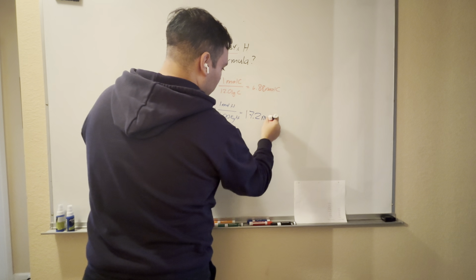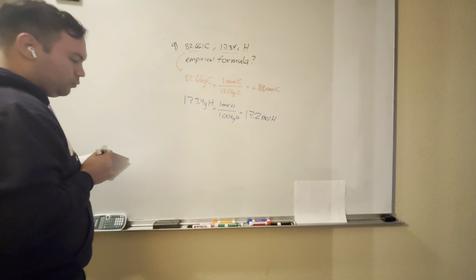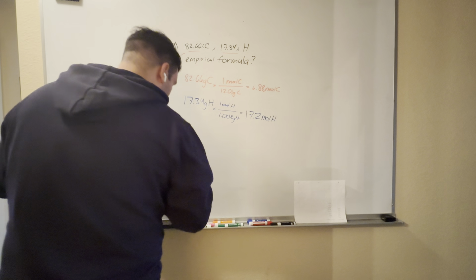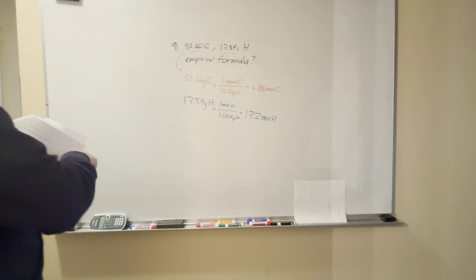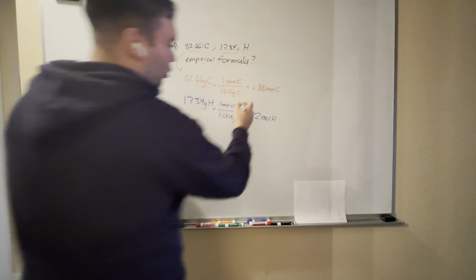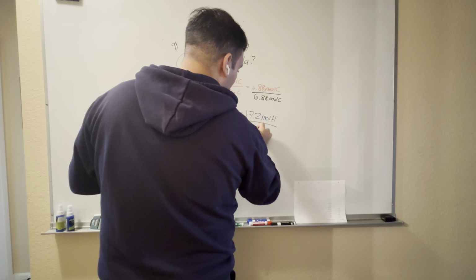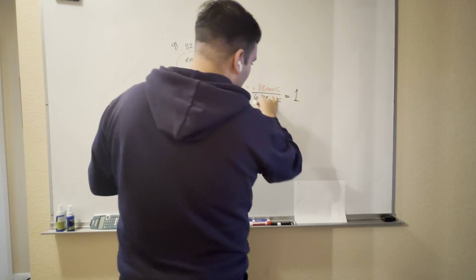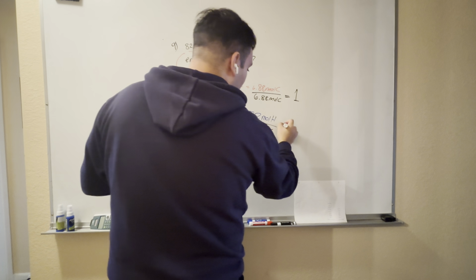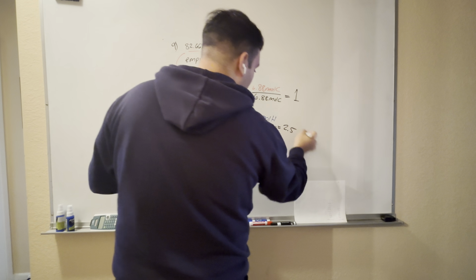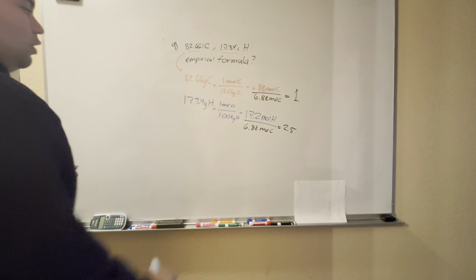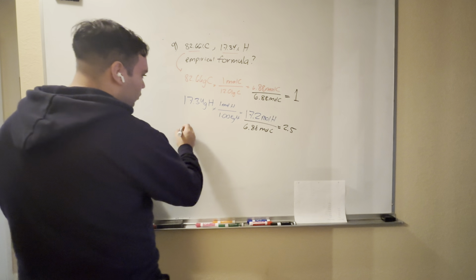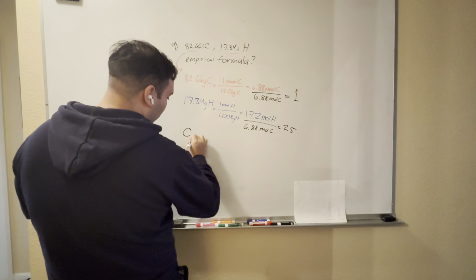Okay? So now that we're in moles, now we can actually do the cool stuff. When you're looking for the empirical formula, you divide everything by the number that's smallest of all of them. In this case, it's the moles of carbon. This becomes a 1, that's just 6.88 divided by 6.88. This becomes a 2.5. And so now, this is the empirical formula we have so far.